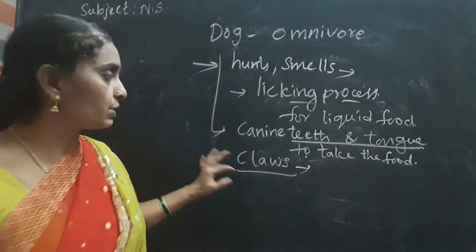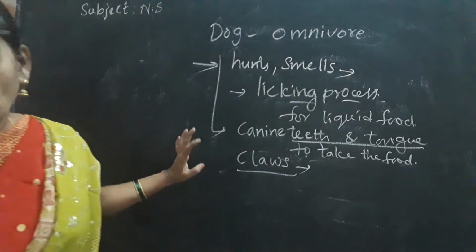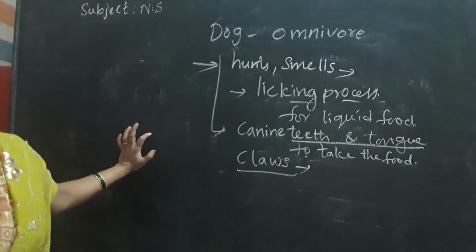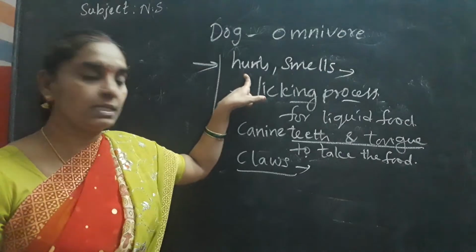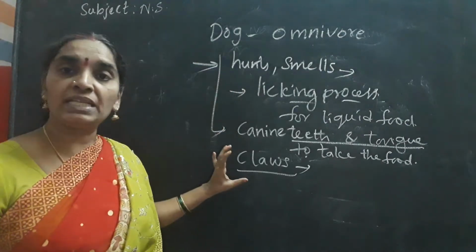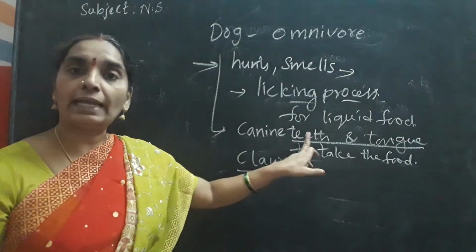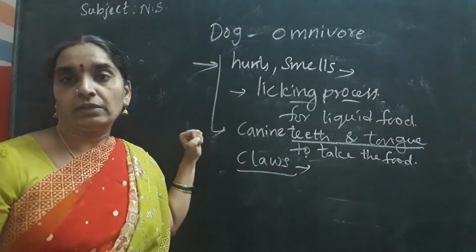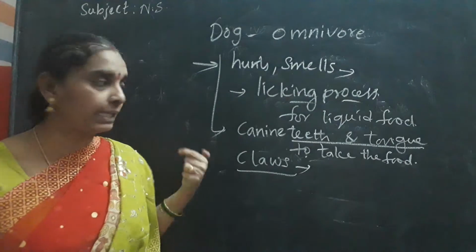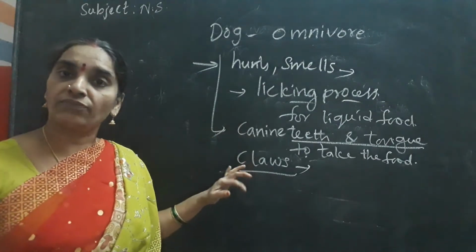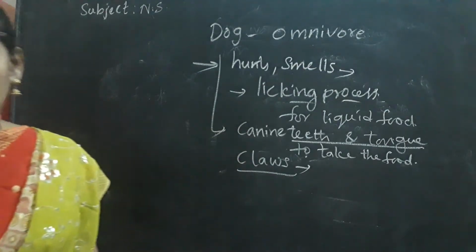Okay, children, we'll continue the lesson now. See here. How does a dog eat meat? I said already for you, it hunts the animals and it takes the meat with the help of its canine teeth. It tears the meat with the help of its canine teeth and tears the flesh with the help of the claws.